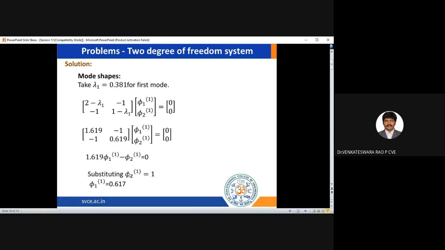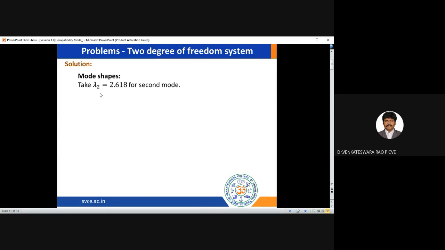That means phi 2, the notation we are using for the second mass, which is at the top in our building model. Phi 1 means displacement x1, which is in the first floor, not the topmost floor. So if the topmost floor is given a displacement of 1 unit, the middle floor will displace by 0.617 only, with the frequency we got, omega n1. For omega n1, with that frequency, the displacement mode will be like that. You'll understand that. I will draw the figure also.